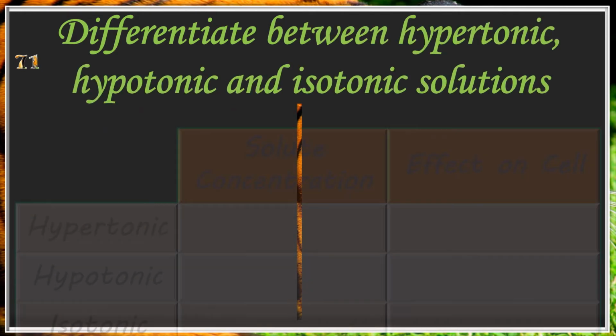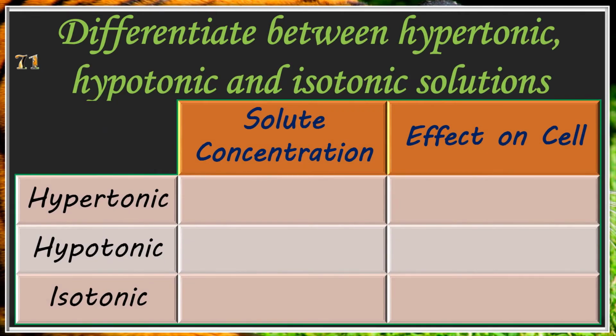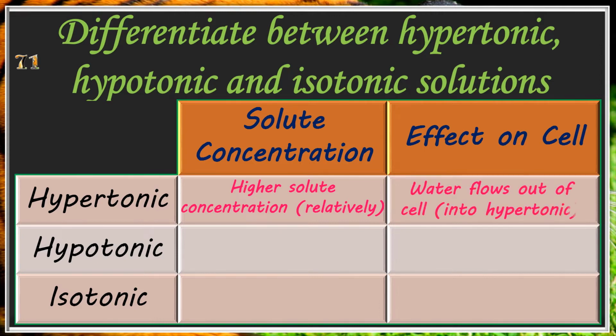Differentiate between hypertonic, hypotonic, and isotonic solution. Now, hypertonic solute concentration, it has a higher solute concentration relatively. And what is the effect on the cell? It will cause water to flow out of the cell into the hypertonic.